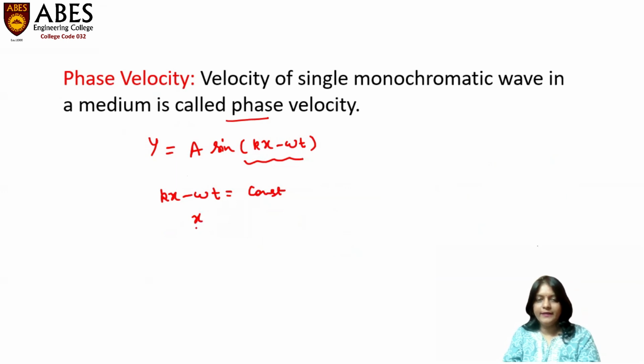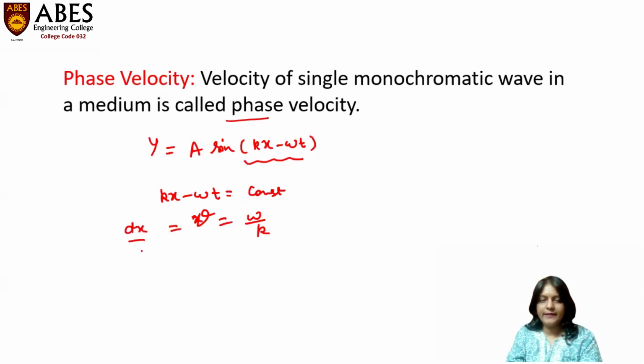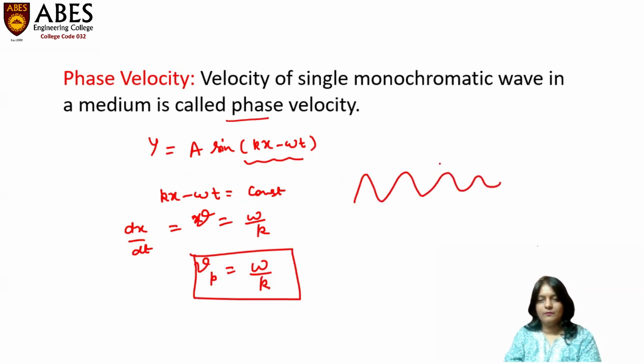And I can write, after differentiating that, dx by dt is equal to the velocity, which is equal to omega by k, and it is equal to dx by dt. So the wave velocity or the phase velocity is omega by k. This Vp is omega by k, where omega is the angular frequency and k is the wave number.